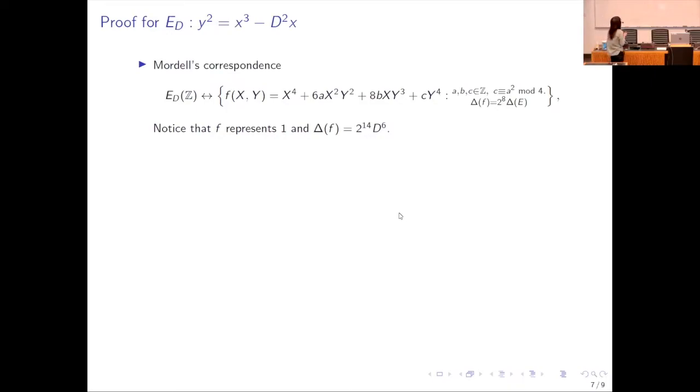So if I fix d, then I have a set of integral binary quartic forms with this given coefficient. And something to notice is that they all represent 1. If you just plug in (1, 0), then trivially it gives you 1. So they are all forms that represent 1.